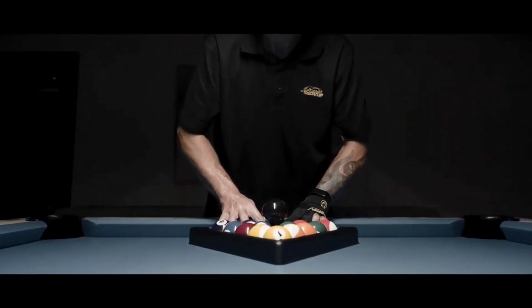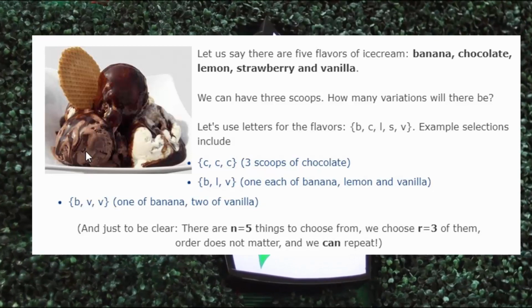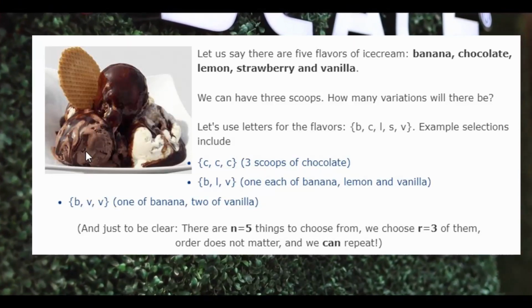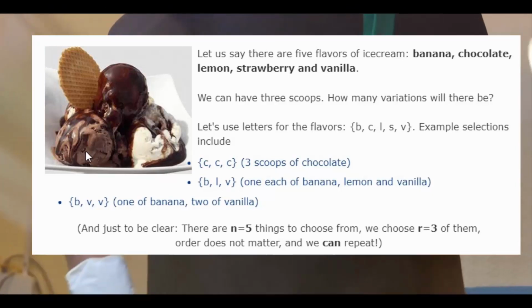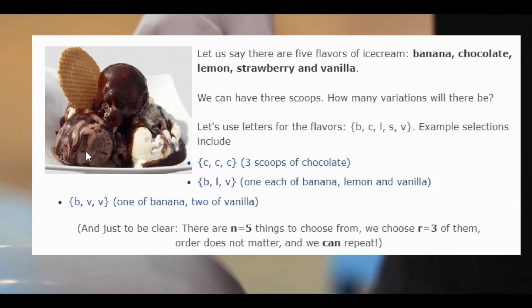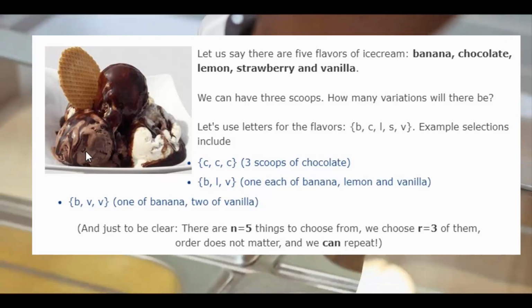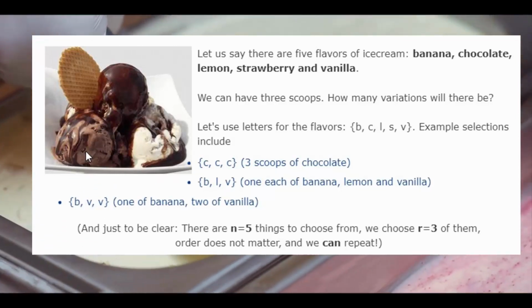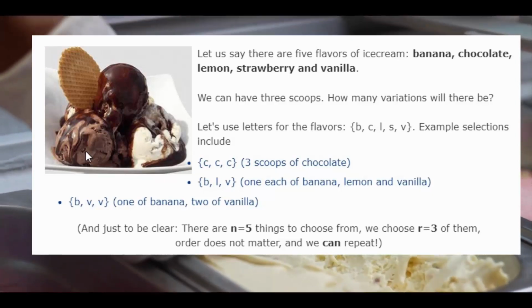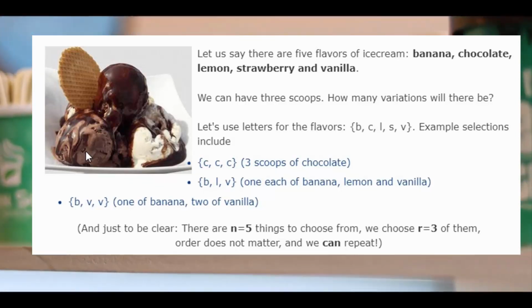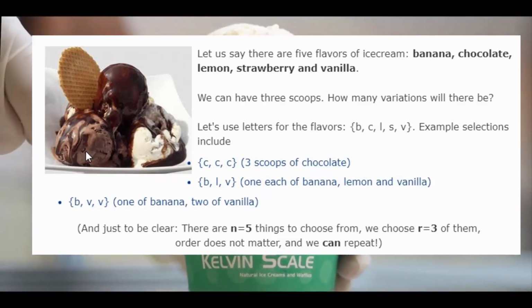Let's say we have 5 flavors of ice cream. Sounds good. I think I'll have some ice cream later. Let's say we have banana ice cream, chocolate ice cream, lemon ice cream, strawberry ice cream, and vanilla ice cream. So we have 5 different choices of ice cream. We're working at the ice cream store, and we have 5 different choices of ice cream.